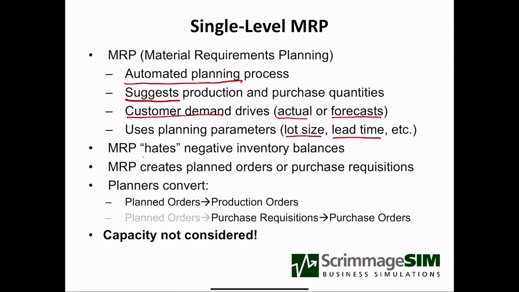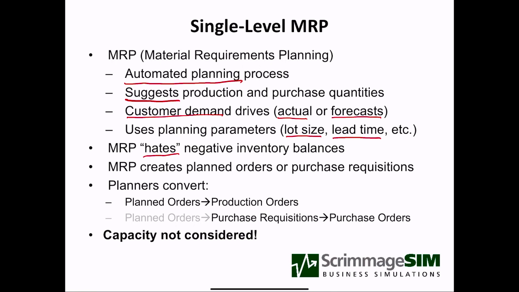Basically, MRP hates negative inventory balances. When you have demand that will cause a negative inventory balance, MRP will suggest production or purchase orders when asked. It's a planning process, so it's not continuous, but you request an MRP plan. If there's going to be a negative inventory balance somewhere in the future, MRP will suggest the purchase or production quantity and the timing to alleviate that negative balance.